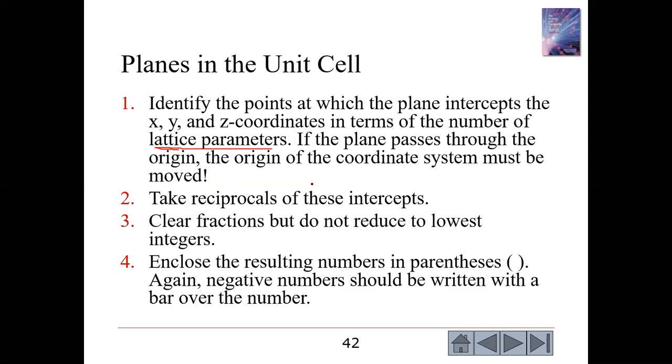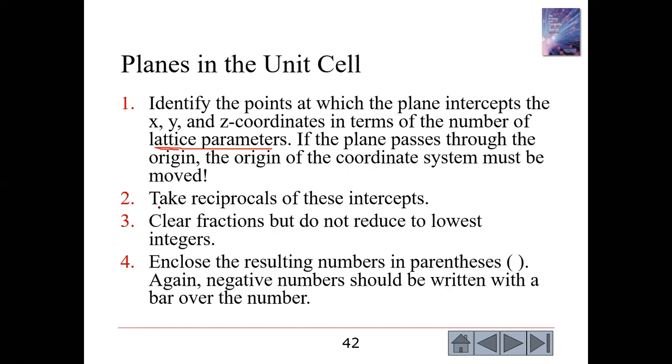Okay, so if the plane passes through the origin, now this is different, in direction we did not do this, but in planes, if the plane passes through the origin, the origin of the coordinate system must be moved, right? And it must be moved in a way in which you end up with the least number of negatives in your miller indices. Okay, how do we do that? We will cover that in the next slides.